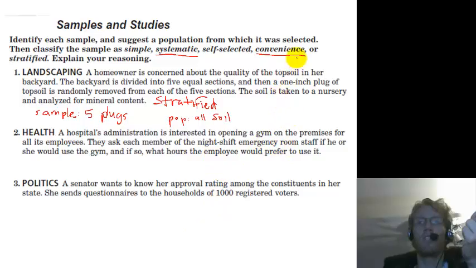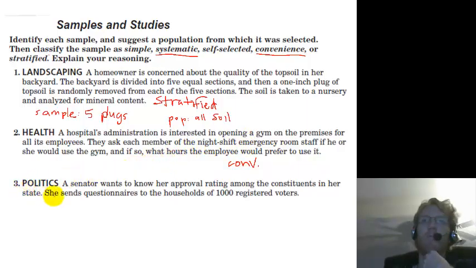So they're only asking people who are conveniently around at that time. So this would be a convenience sample. And the sample is going to be all the people that they asked, and the population is the entire set of employees at the hospital. So probably if they made a conclusion based on this, it would not be very good because the other people who work at the hospital might have different opinions about when to use the gym.